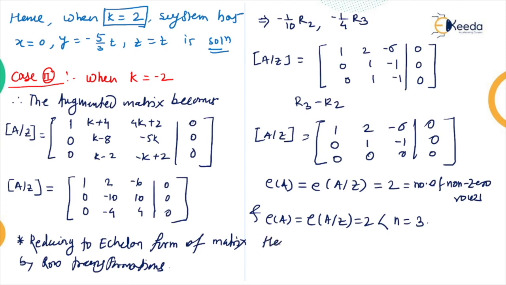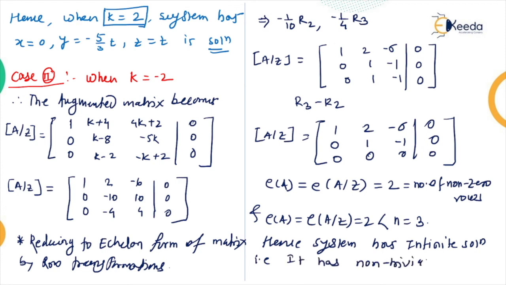Hence the system has a non-trivial solution, meaning infinite solutions. So how do we solve for the non-trivial solution of the system? For reference, we call this equation number 2, and from equation number 2 we have to write the corresponding equations.